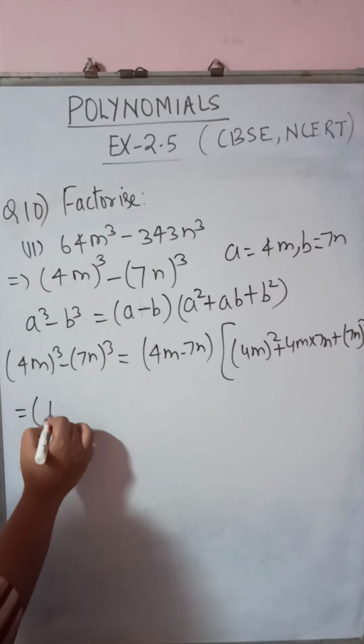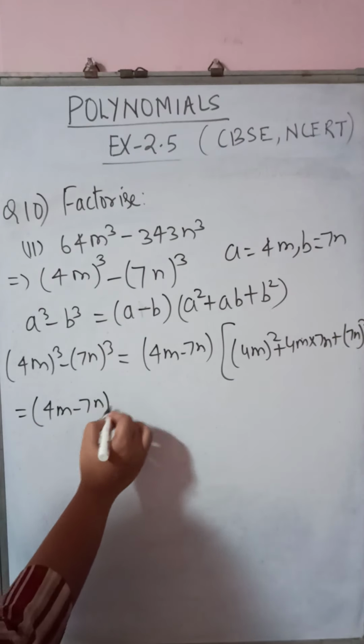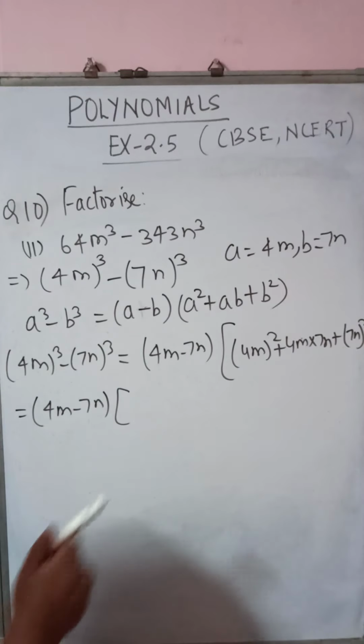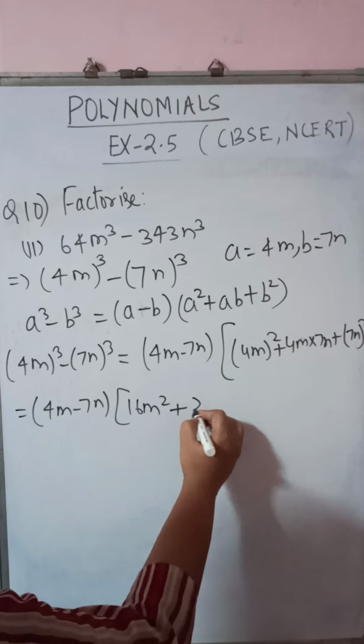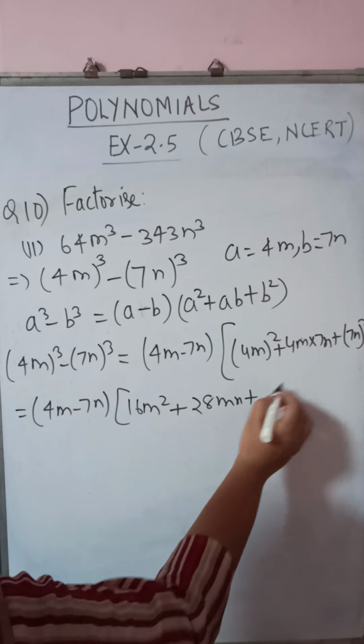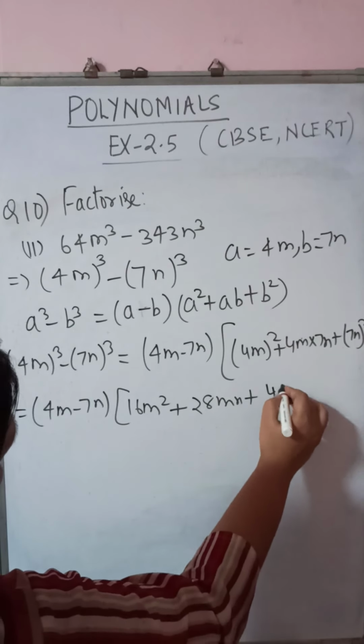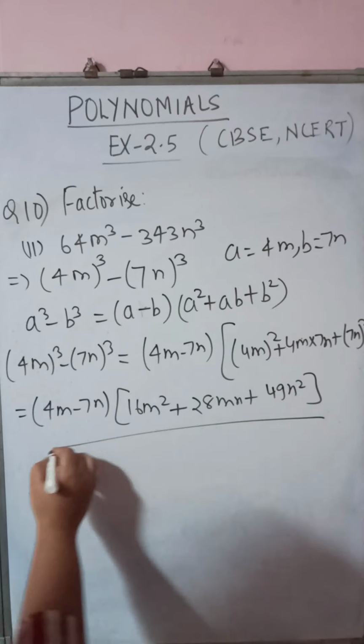So last step, (4m minus 7n). You have to expand, right? So (4m) whole square is 16m square, plus 4 sevens are 28mn, plus (7n) whole square means 49n square. So this is the final answer.